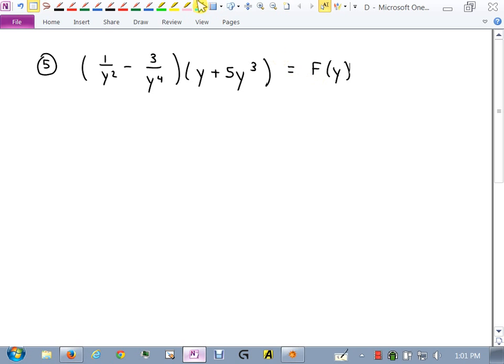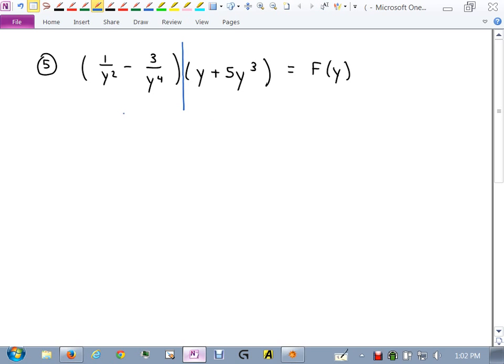You could just expand this out, you know, this times this times this times this times this, figure out what it is, and then just do power rule on each one. But since this is the section on product rule and quotient rule, I'm going to do it using the product rule.